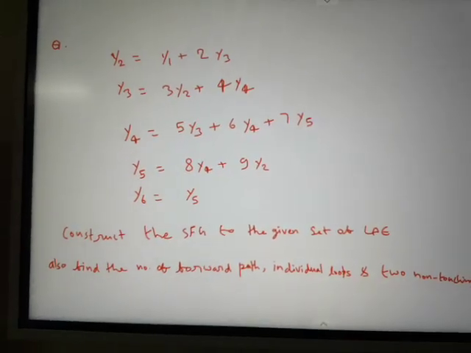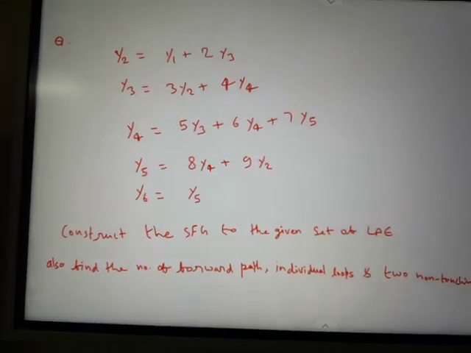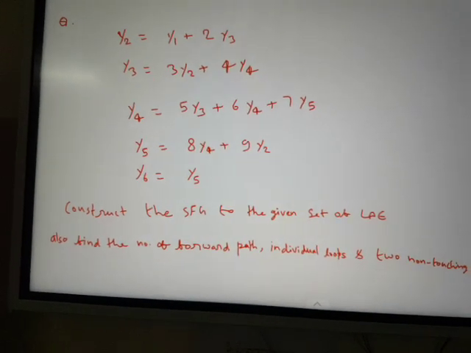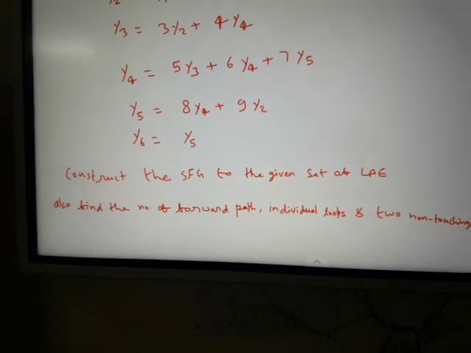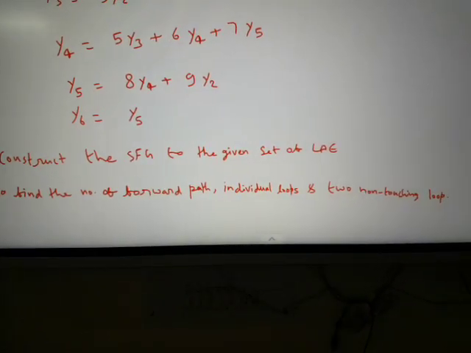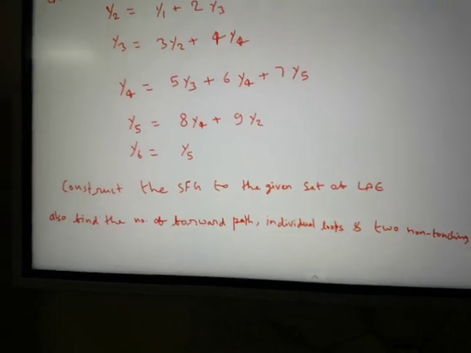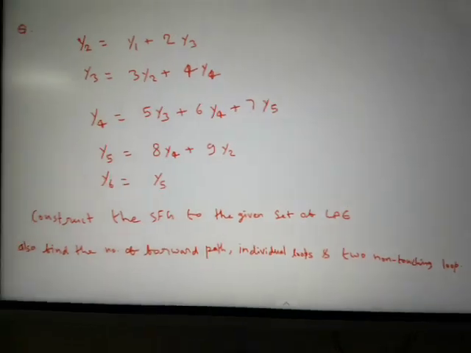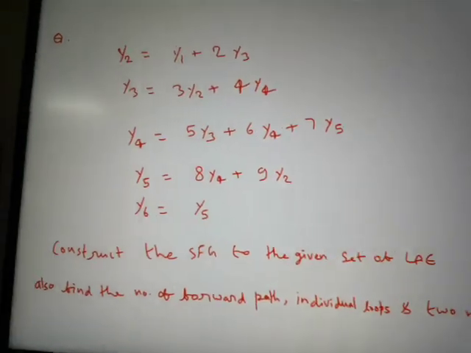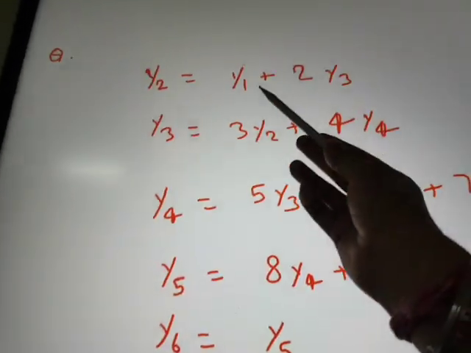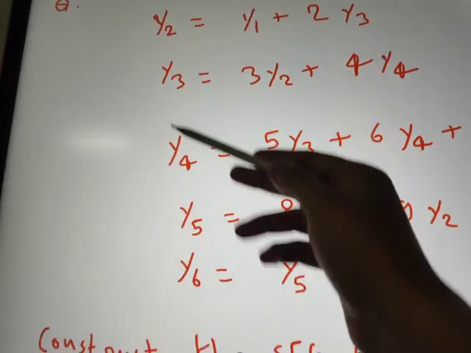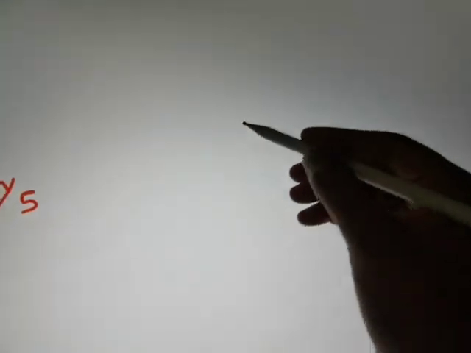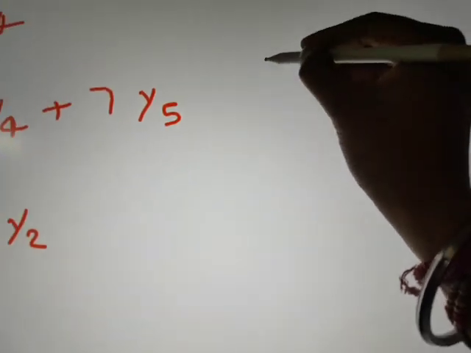Now we have another example. Here we are given a set of linear algebraic equations. For these equations we have to construct the SFG, then find the number of forward paths, individual loops and two non-touching loops. So this is the example for this set of linear algebraic equations. Now we construct the SFG. Here all the variables y1, y2, y3, y4, y5, y6 are nodes, so first we draw all these nodes.